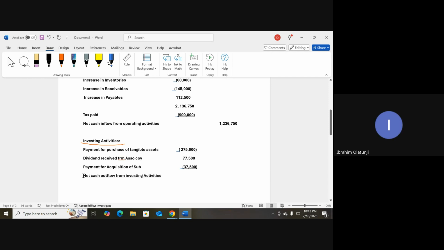How much do you call it? 235,000. 235,000. Then you now move to financing.